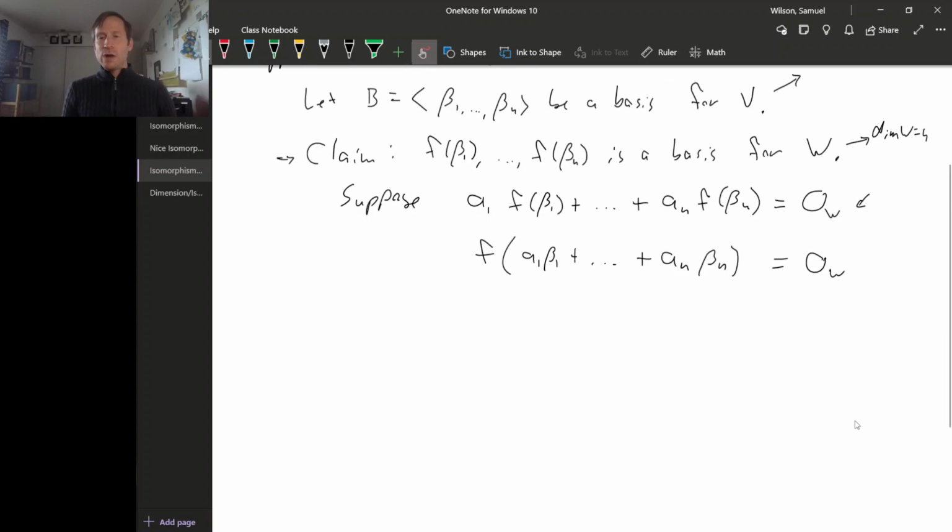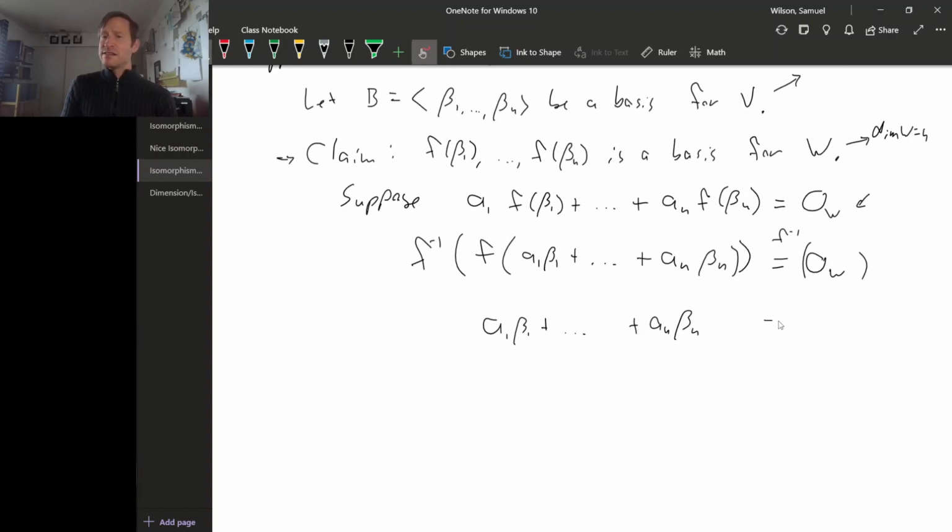All right. Well, now we can apply the function f inverse to both sides. Remember, f is an isomorphism, so as a function, it is invertible. So apply f inverse to both sides. Now on the left-hand side, f inverse and f, because they're inverse functions, undo each other, and we just get a1 beta 1 plus dot dot dot up through a n beta n.